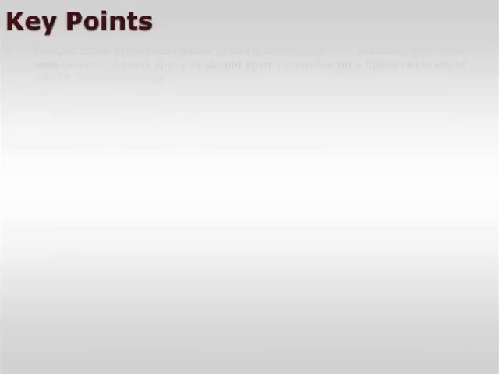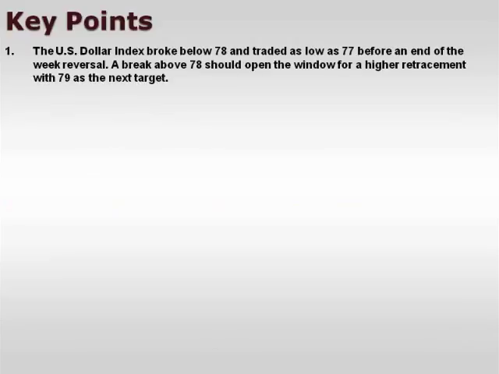Let's take a look at a few of our key points. First of all, the U.S. dollar index broke below 78 and traded as low as 77 before an end-of-the-week reversal. A break above 78 opens the window for a higher retracement with 79 as the next target.